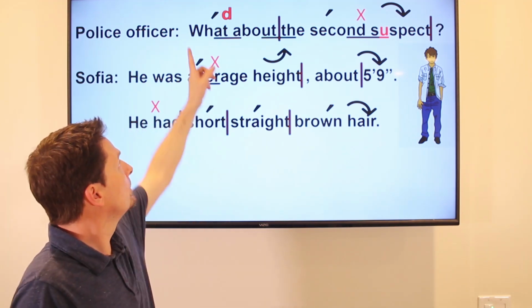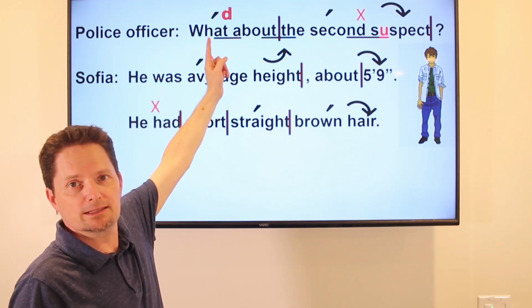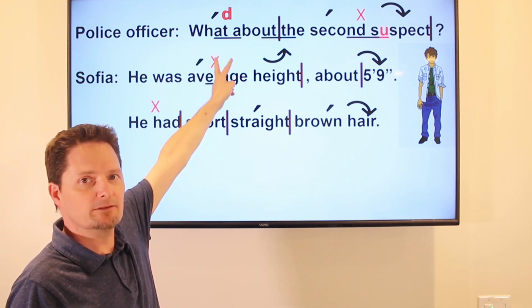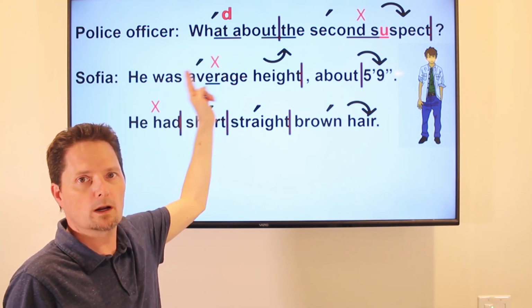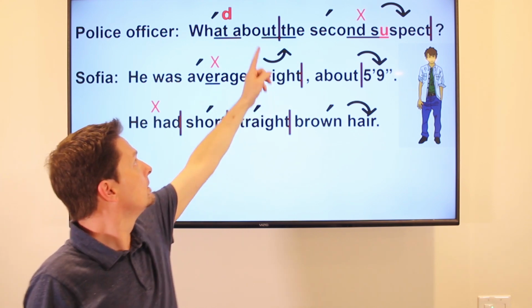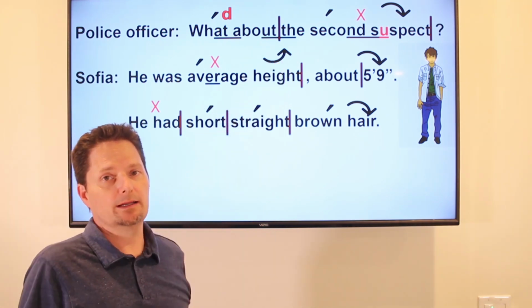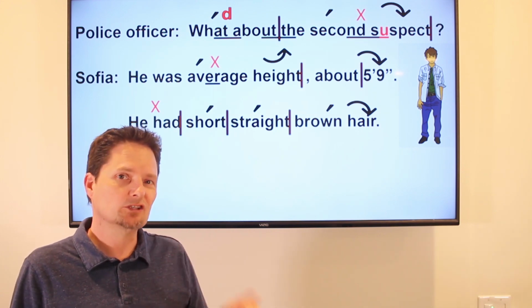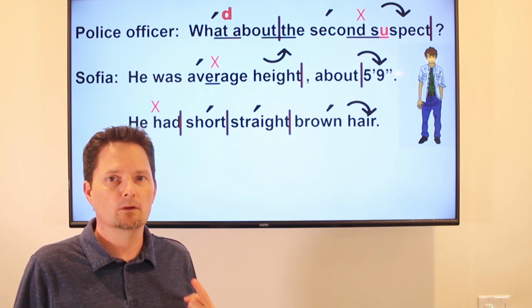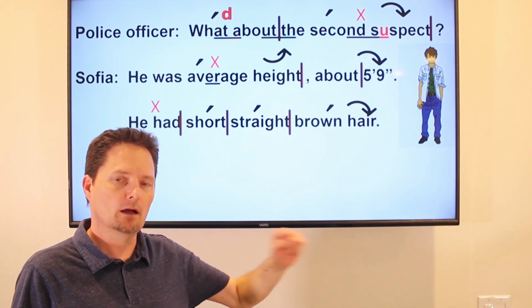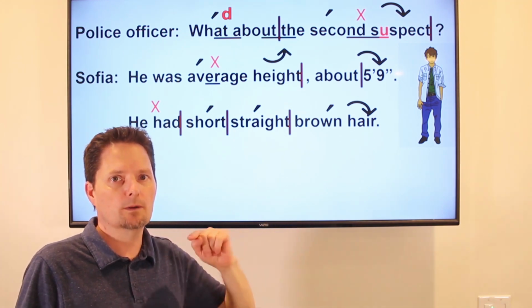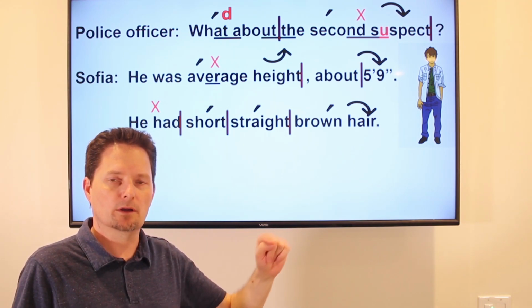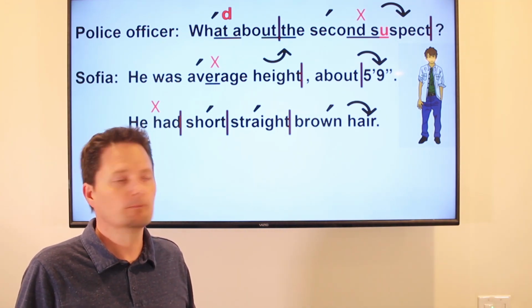Pronunciation differences? What about? We change the T to a D because it's between vowels. What about. The T is a stop T, so we put the tongue up and we stop the air. About. Not about, but about. What about? Link to the next word, the. What about the? About the? What about the second suspect?